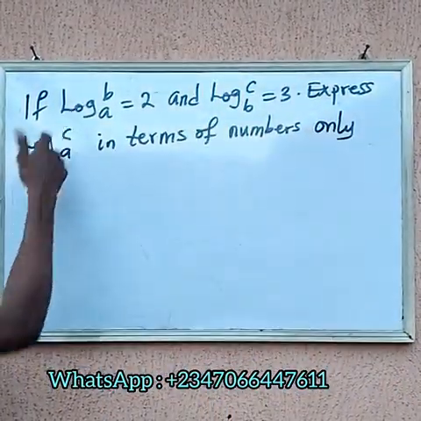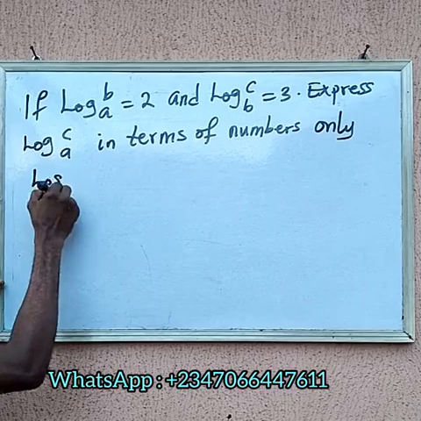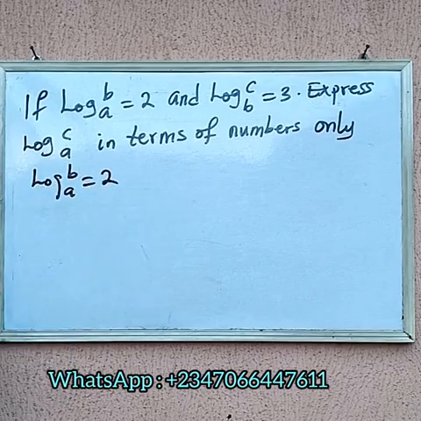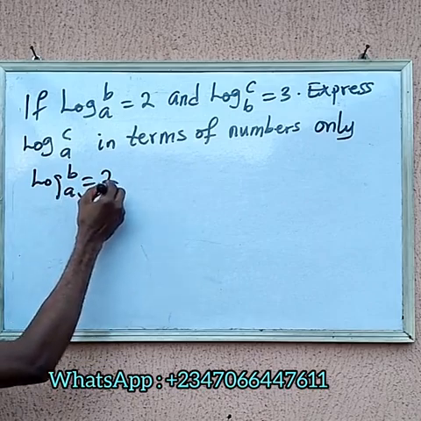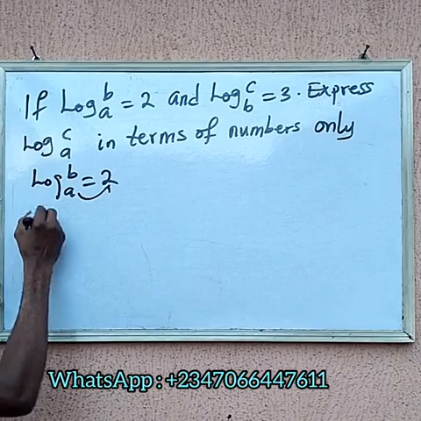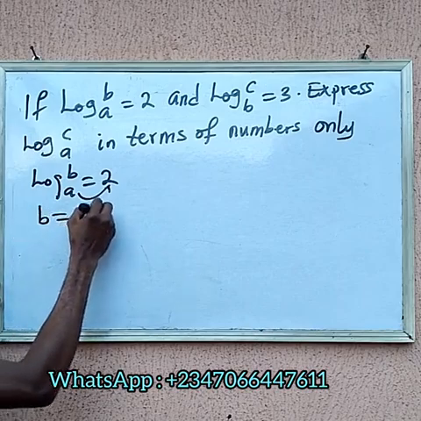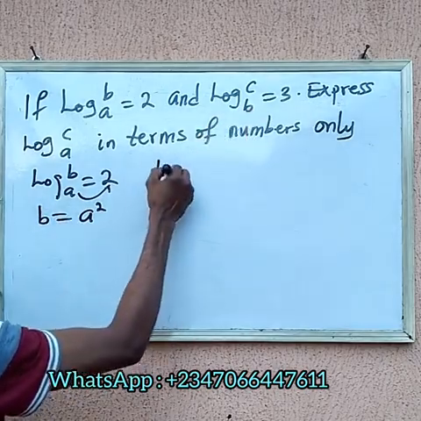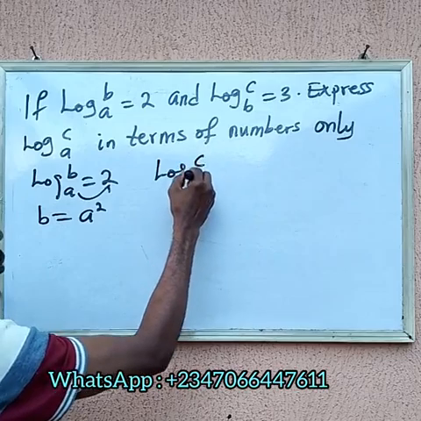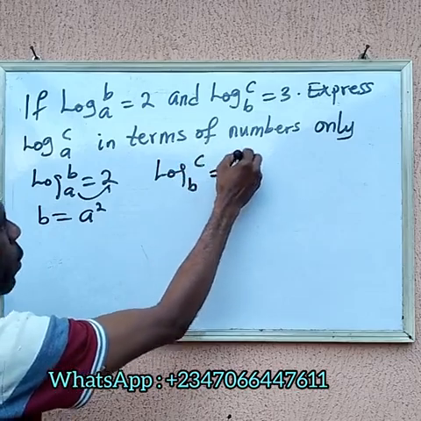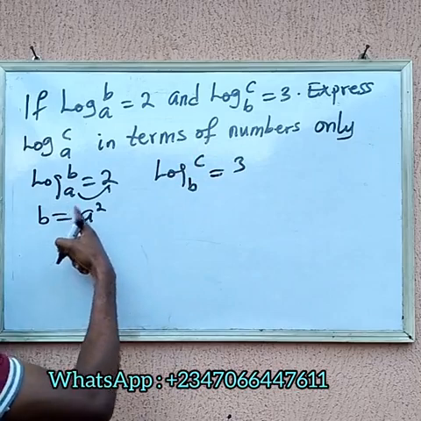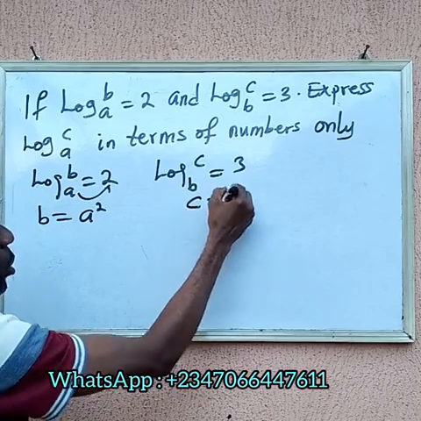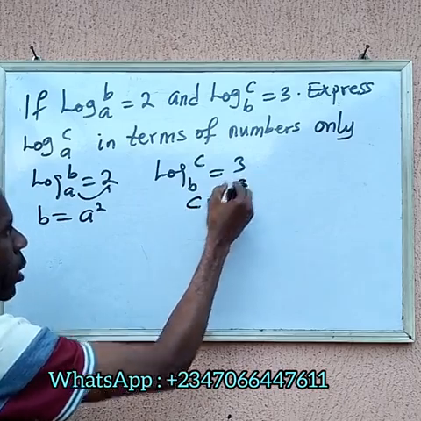So we are given that log b to base a is equal to 2. From the definition of logarithm, this a will be raised to this 2 to give us b, which means b will be equal to a squared. Now let us go to the other side. We have log c to base b equal to 3. According to the same definition of logarithm, c will be equal to b raised to power 3.